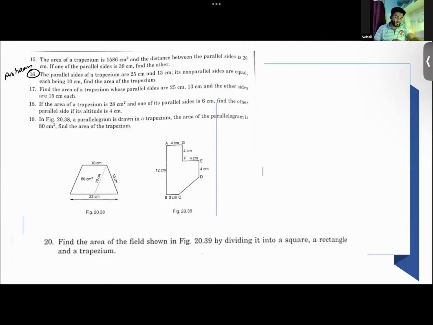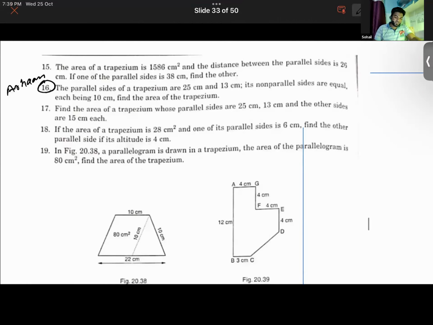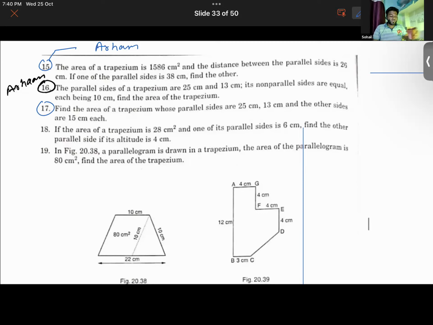Moving on to the next question, that is question number 16. Arham, you were able to do it. Sir, I'm Arhan, doing question number 16 and question number 15. Arham, you have to do this one. And Ahmed, are you able to get the solution of question 14? Is that clear? Ahmed, are you in the class? Sir, in my question, is the distance between parallel sides 25 or 26? It's 26. Okay, 26.